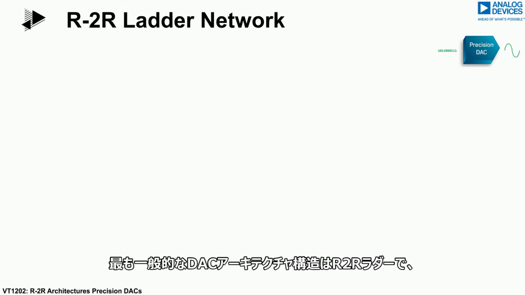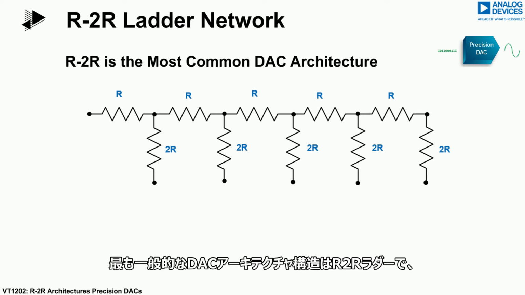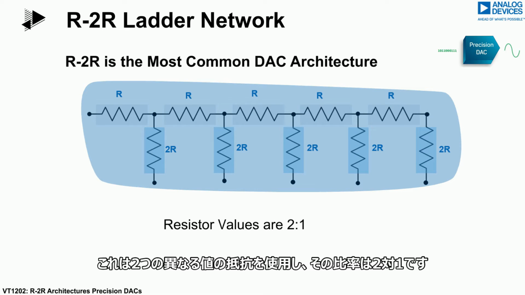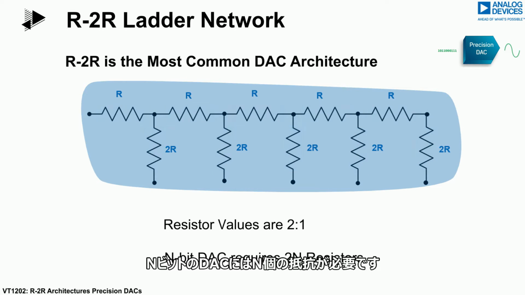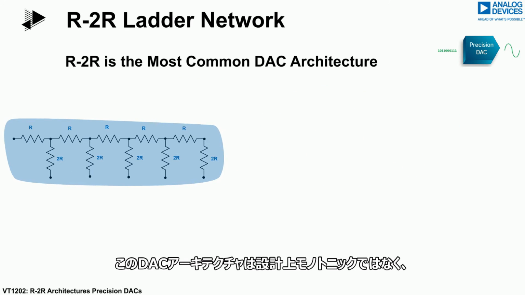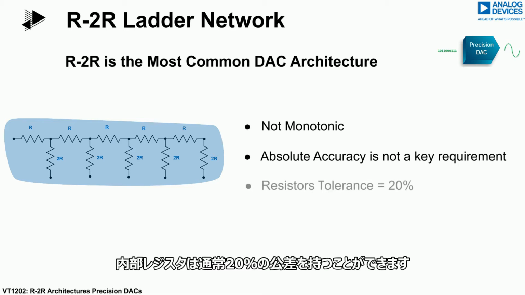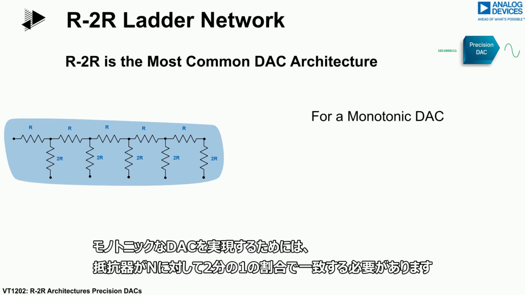The most common DAC architecture is the R-2R ladder. This uses resistors of only two different values, where the ratio of these is 2 to 1. An N-bit DAC requires 2N resistors. This DAC architecture is not monotonic by design, and the absolute accuracy is not a key requirement, and the internal resistors can typically have a 20% tolerance. To yield a monotonic DAC, the resistors need to match 1 part in 2^N.